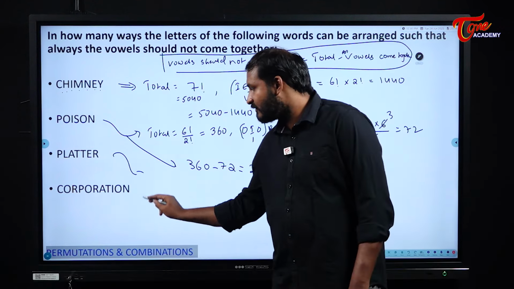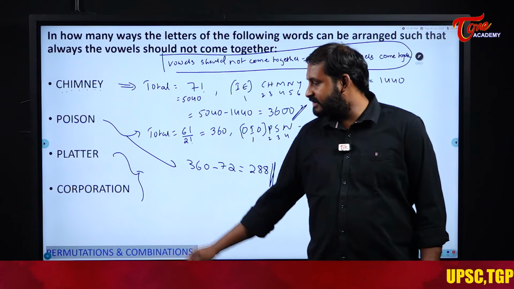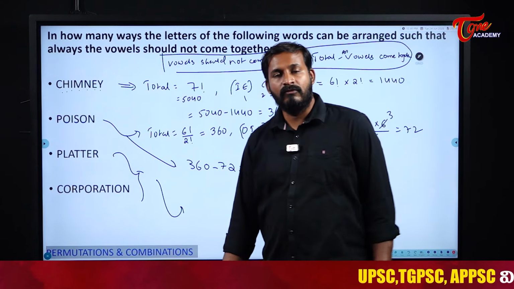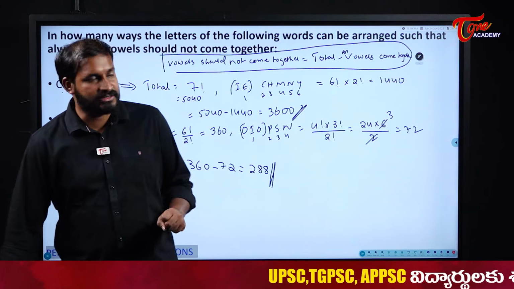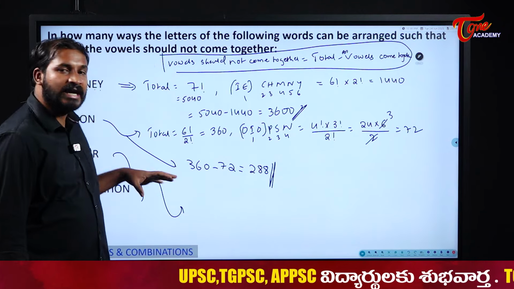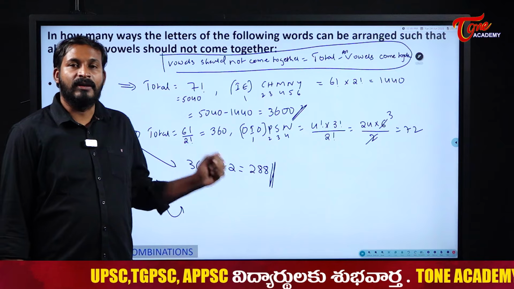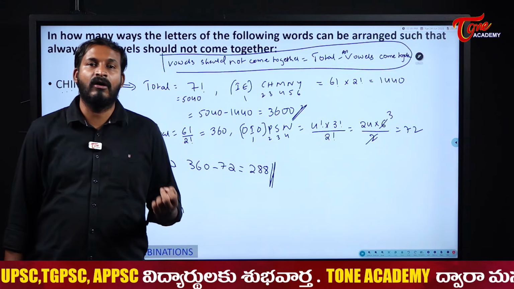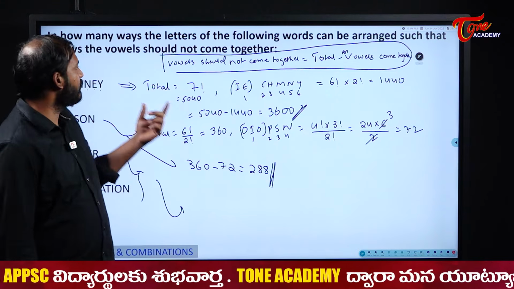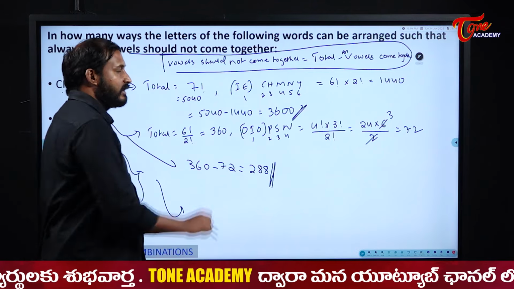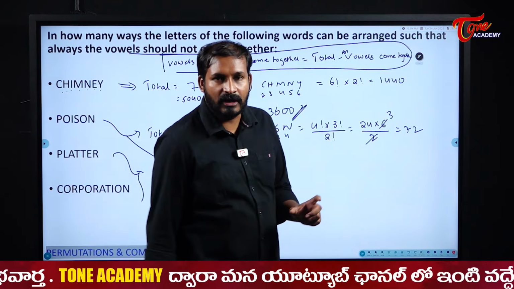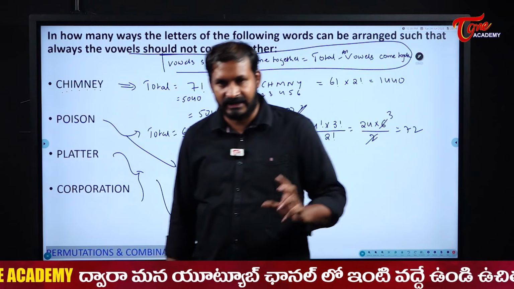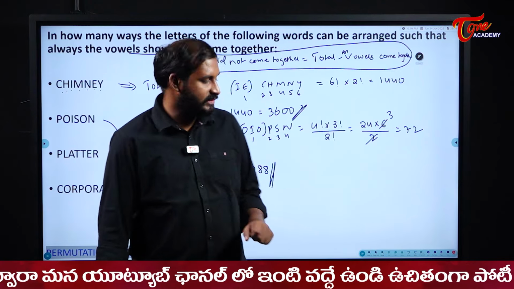Similarly, everyone please try to solve these two and mention the answers in the comment section. Vowels not coming together means the condition is total minus all vowels coming together. Remember, vowels should not come together. There is a difference between vowels should not come together and no two vowels together. We will see that one later, in our next problem.